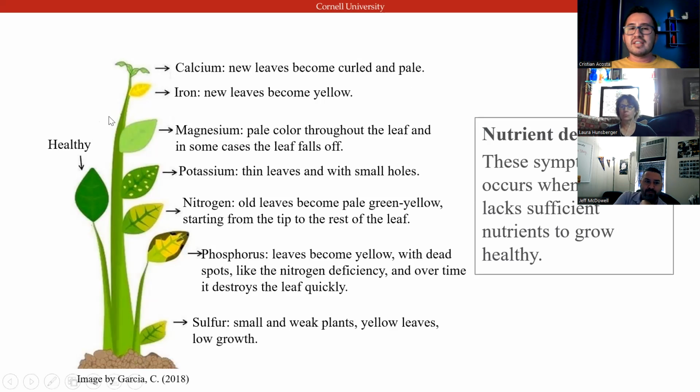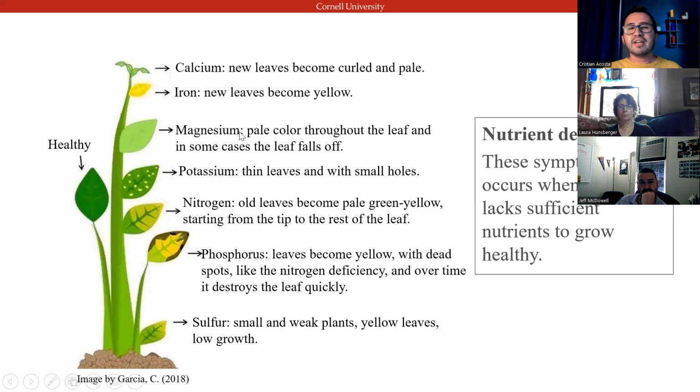In this case, we are talking about the new leaves. The new leaves start becoming yellow. With nitrogen, it's usually the old leaves, and we will see another little difference here. Let's keep going down.